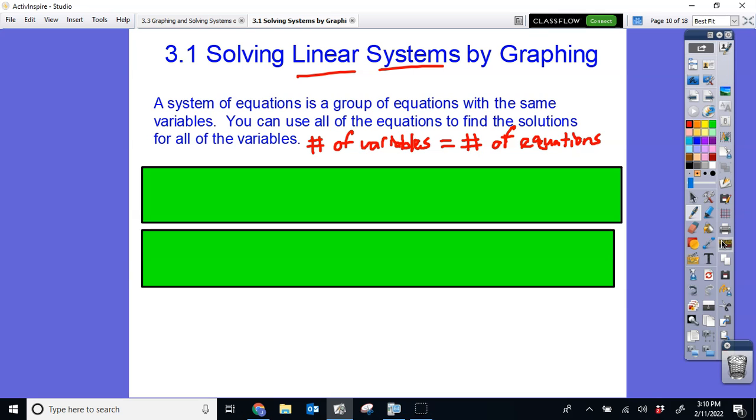So when you look at number 5 on your little guided note sheet, I'm not going to write those on the screen here. If you look at number 5, A would be a system of equations because it involves 2 equations with x and y.